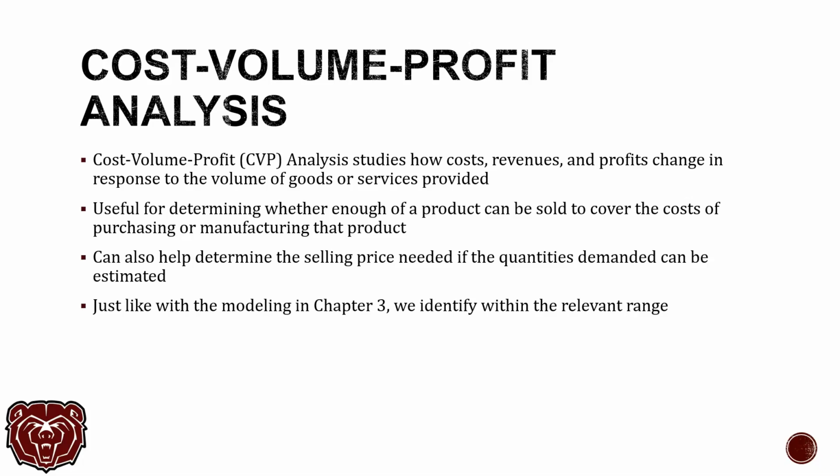What CVP is useful for is determining whether a product or enough of a product can be sold or purchased to cover the costs of purchasing or manufacturing that product. This will come into play when we look at our make or buy decision. Do you accept or reject decision? That kind of thing. So it's really just useful for saying, okay, how much of this do we need to be able to cover our costs?